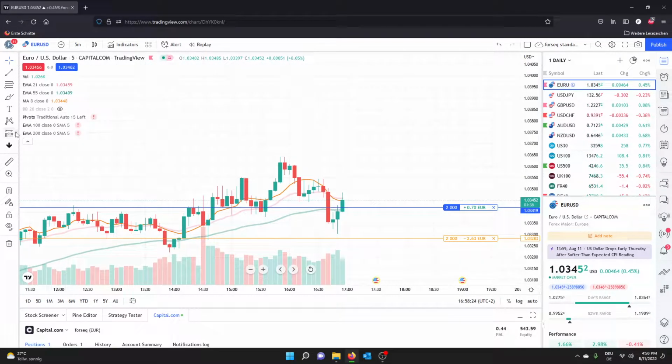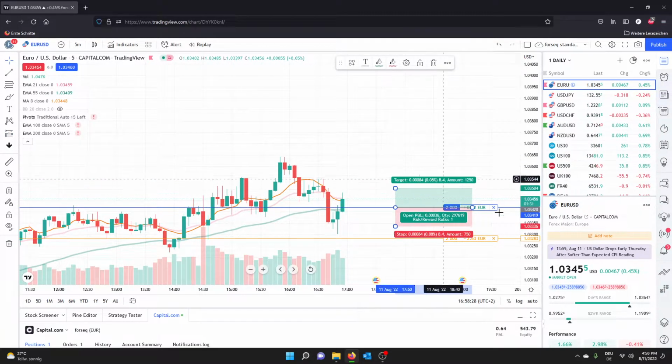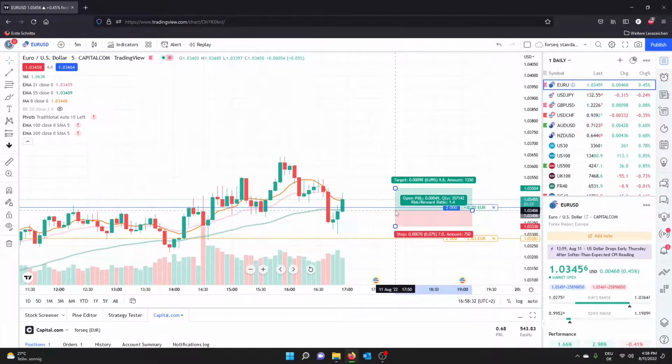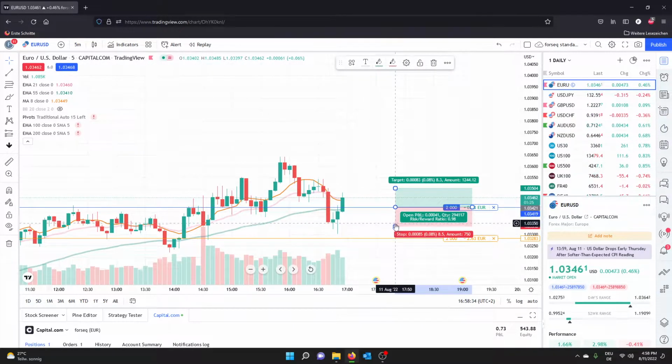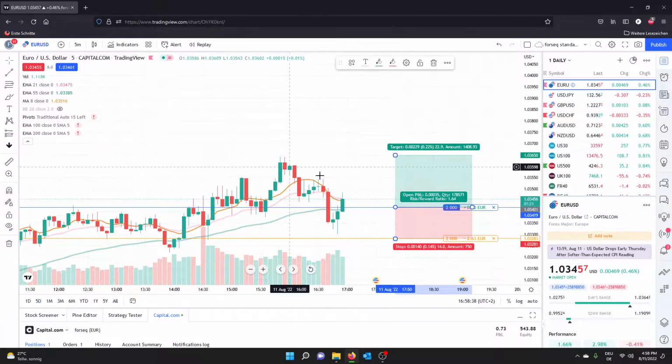We could look at a long position widget, or I don't know how it's called, but we can set our entry level here, our stop loss level, and then our target. And we see we have a nice risk reward ratio of 1.6.